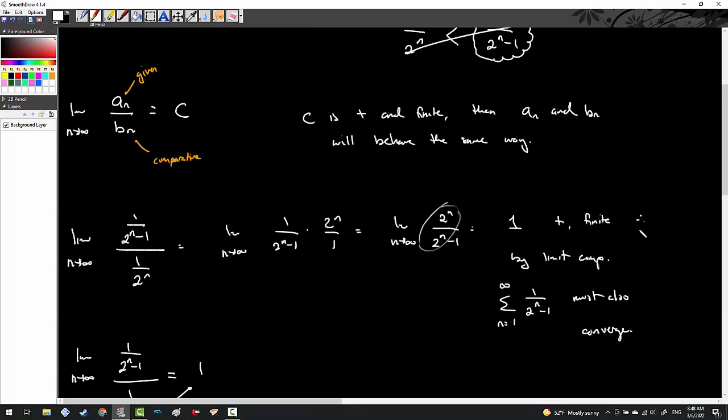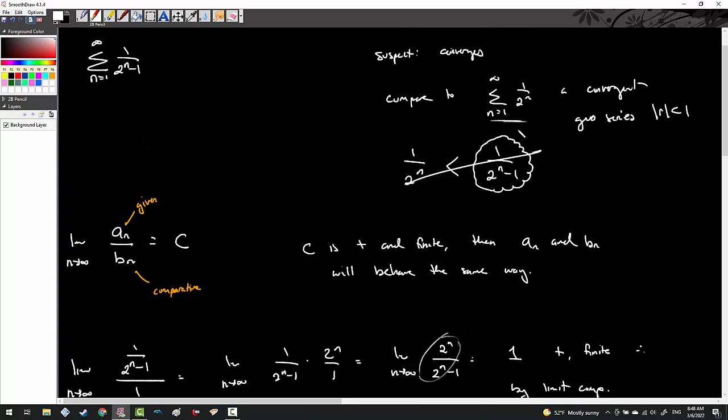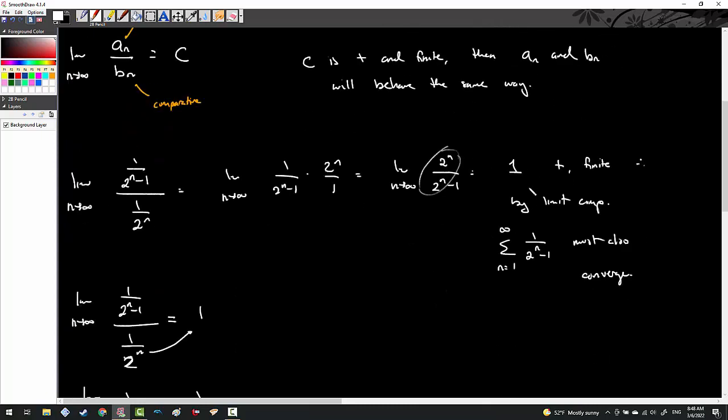Again, we've got a known convergent series we established. We did the limit comparison, and we got something finite and positive, which means our given series would also converge. So hopefully that makes sense. I will be back in a second.